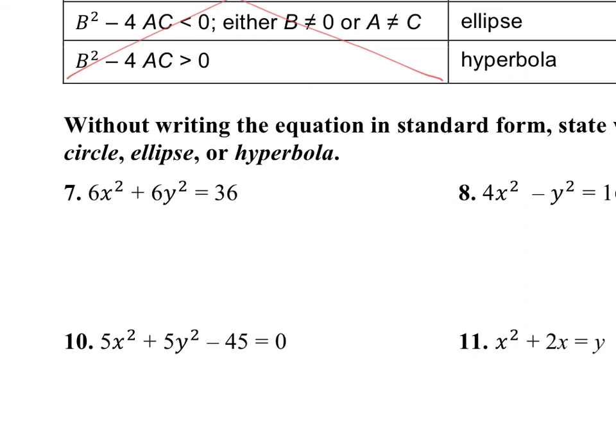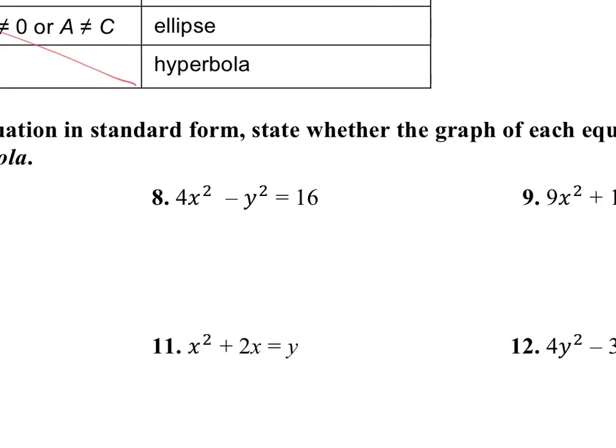So number 7, I look at number 7 and I immediately can tell it is a circle. The reason is, well, they're both squared. So because they're both squared, it's not a parabola. They're both positive, so that eliminates a hyperbola. And so it's down to circle or ellipse. They have the same coefficient. So because they have the same coefficient and they're both positive and they're both squared, it is a circle.